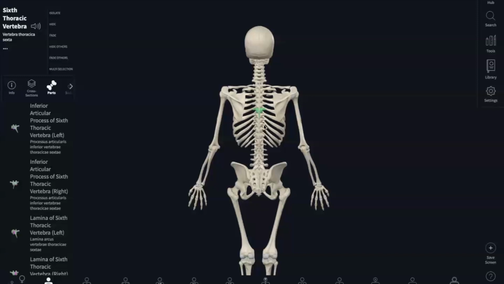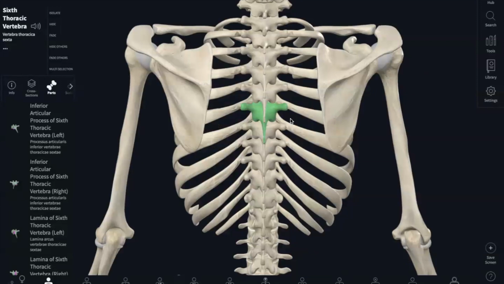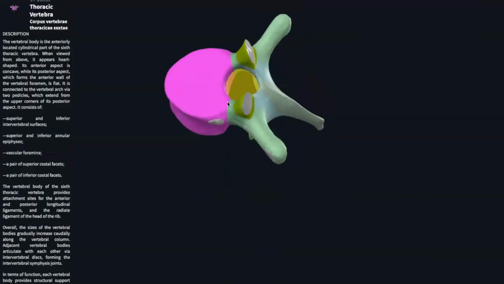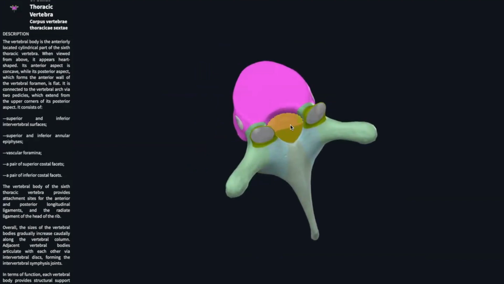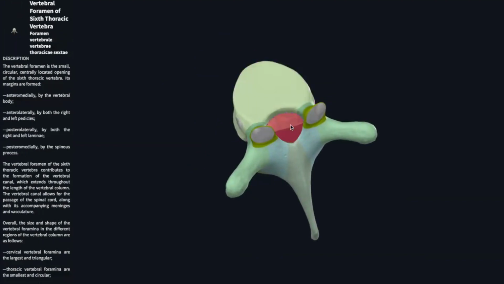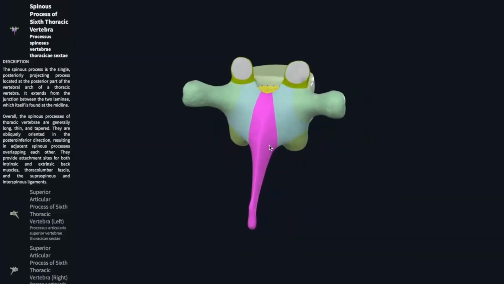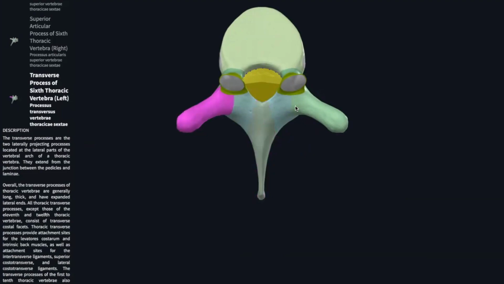So when we're looking at a typical structure, I'm going to click on this one in green. The parts that we need to know are highlighted. So this thick part is going to be the body of the vertebrae. This hole is going to be the vertebral foramen, and the spinous process is going to be this piece that's jutting out. And then finally, the transverse processes, there's 2 of them, are here and here.